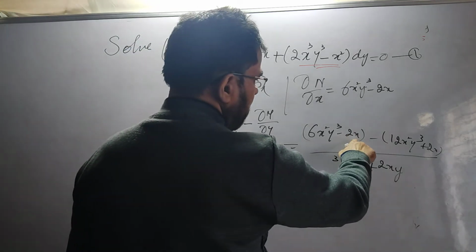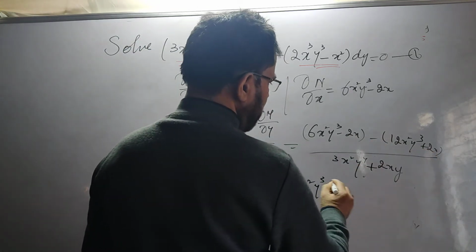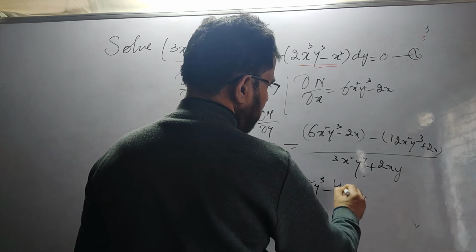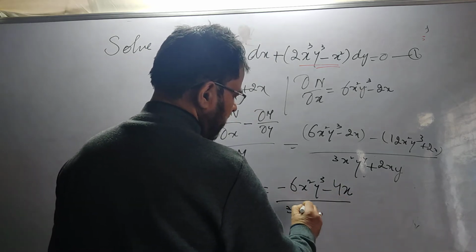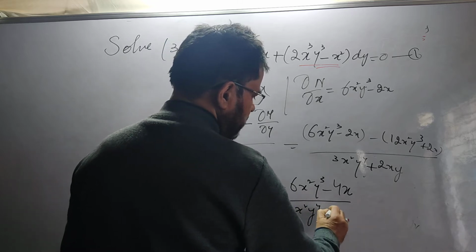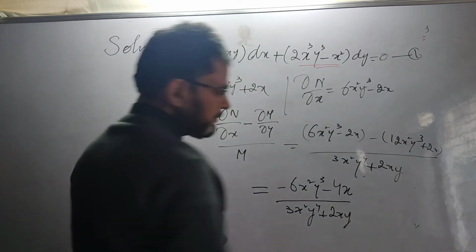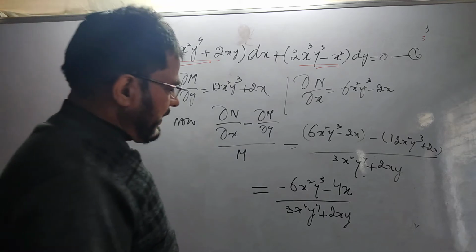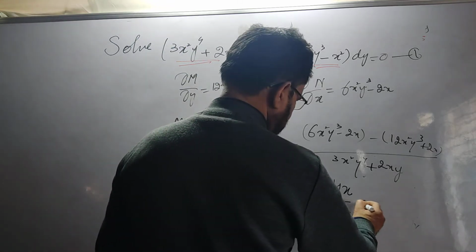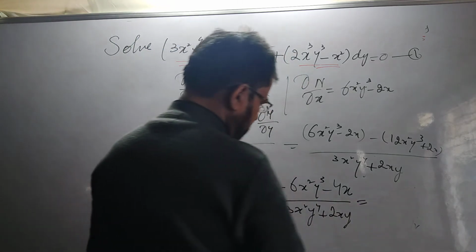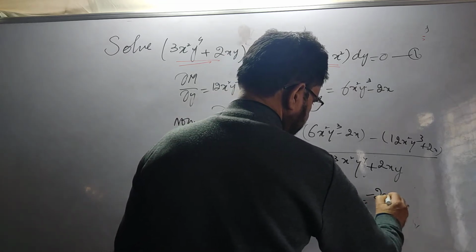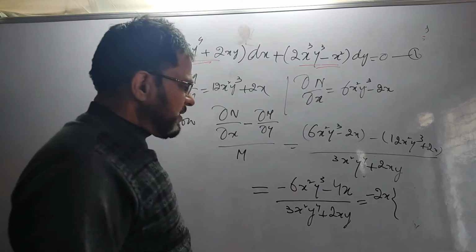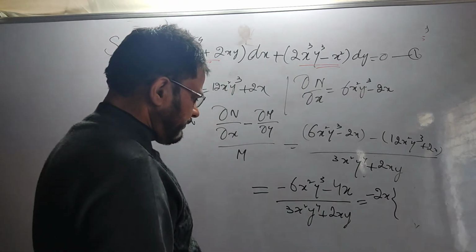Minus 6x²y³. This is your minus 2x, this is again minus 2x. You will say it is minus 4x divided by 3x²y⁴ plus 2xy. Okay, let us see what this is. You can take common here. I can take minus 2x common in the numerator.